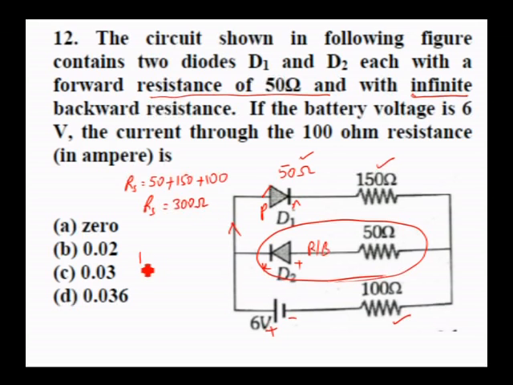Now, if you want to calculate current I, it is voltage by resistance. Voltage they have given is 6 volt. 6 divided by 300. So 6 will cancel it 50 times. 1 by 50 means 0.02 ampere. So the answer is B.